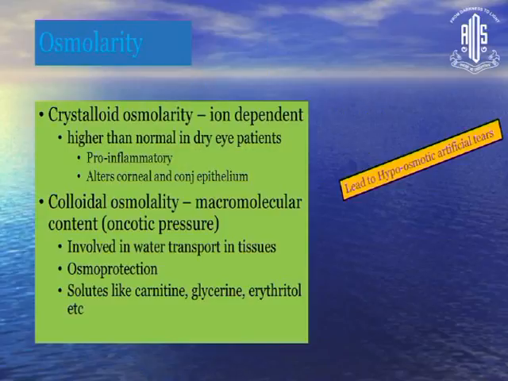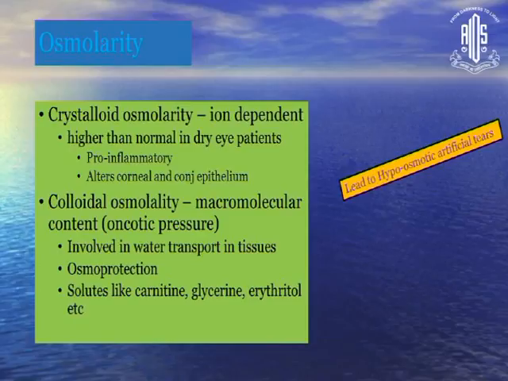Touching upon osmolarity, there are two elements to osmolarity that need to be understood. Crystalloid osmolarity is ion dependent. Colloidal osmolality is the macromolecular content of the surface tears. This crystalloid osmolarity is higher than normal in dry eyes, and this is what is pro-inflammatory in nature. So this is what triggers off that cycle of what we now know as inflammatory dry eyes. And this leads to alteration in the corneal and conjunctival epithelia.